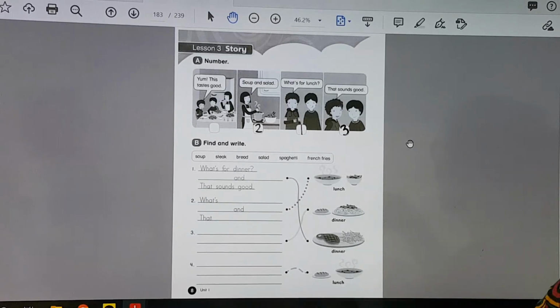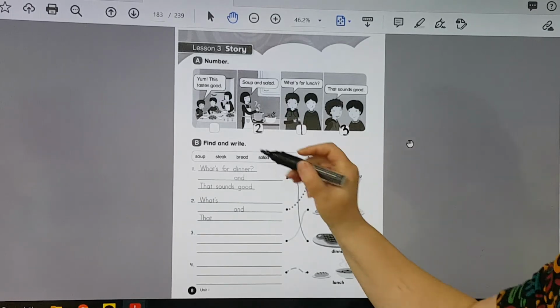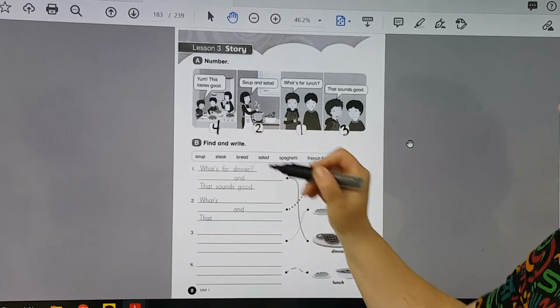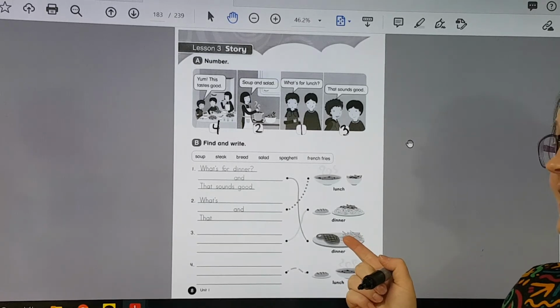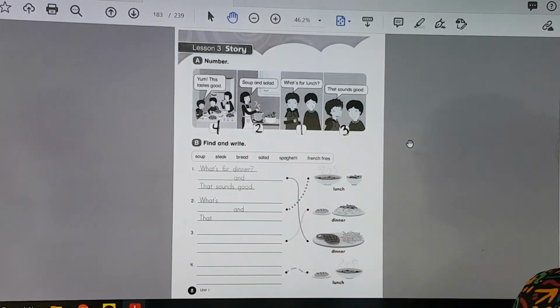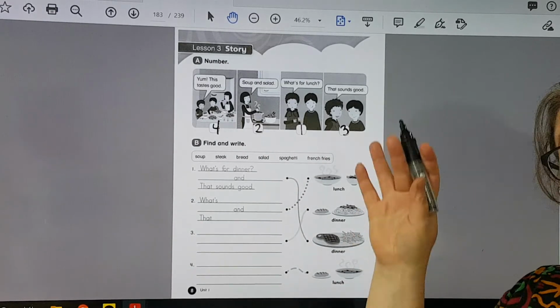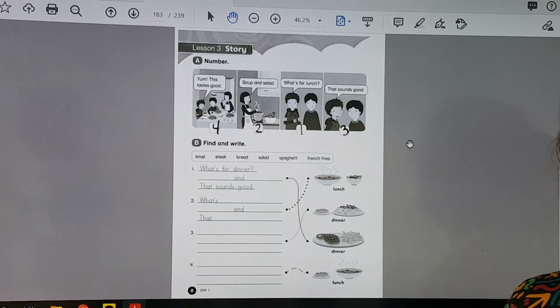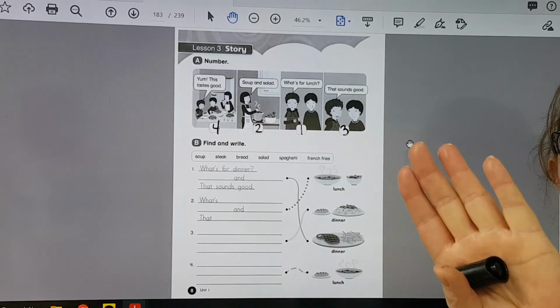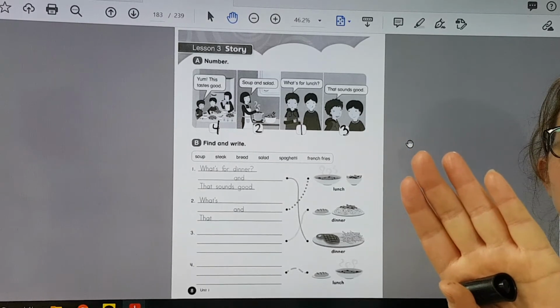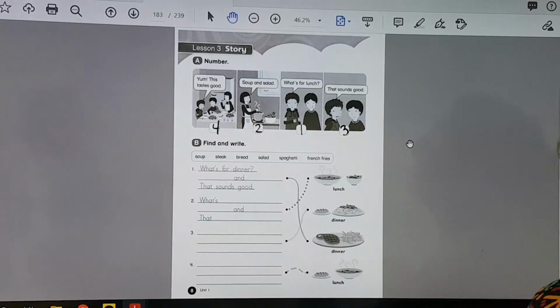And then finally they're eating. He says, yum, this tastes good. 이거는 맛있어요. It's delicious, right? So there's number 4. All right, so for the next activity, it's more find and write. So I want you to stop the video and try to do it by yourself, okay? And then after you try by yourself, start again and come back and watch the rest of the video. All right, so stop. Try it. Are you done? Okay, let's come back together.